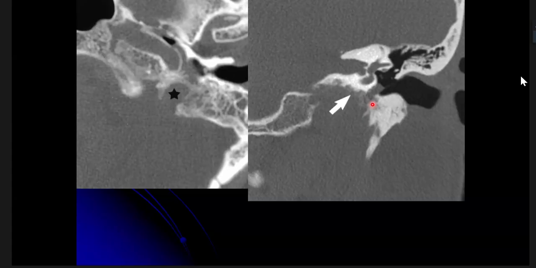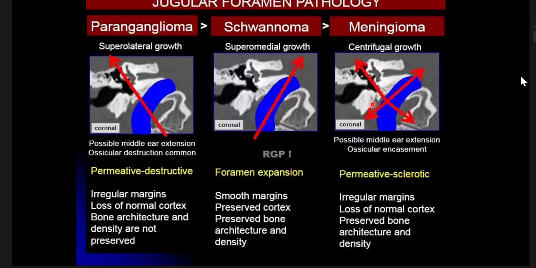So I want you to remember only these 2 points related to the jugular foramen, three important lesions. I want you to remember bone, how it grows. Paraganglioma will grow superolaterally and will have a permeative destructive pattern. Sclerotic means bony density is preserved.